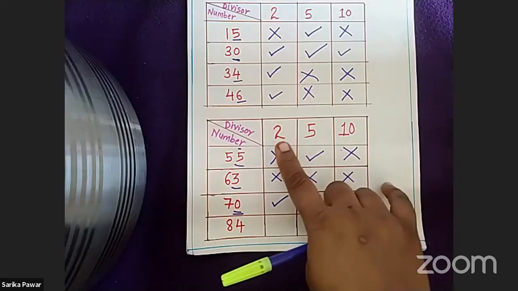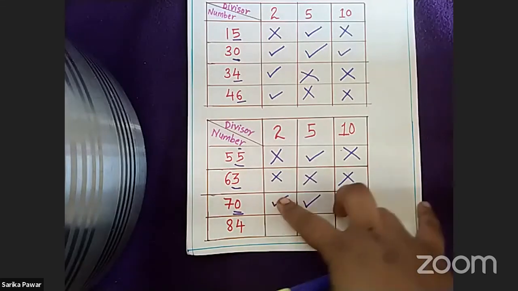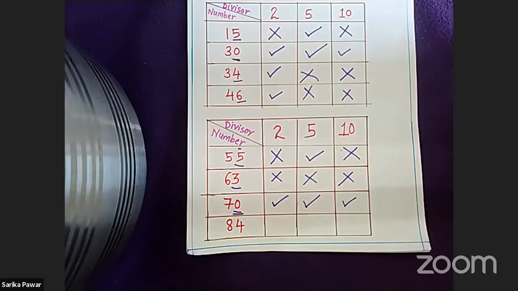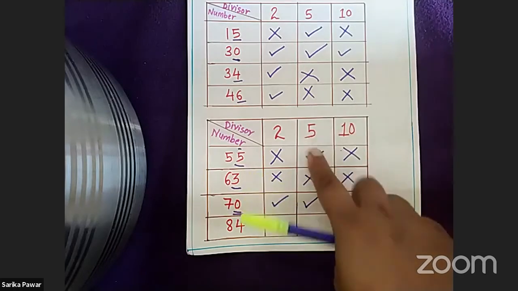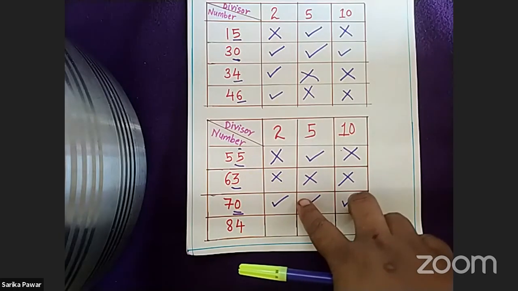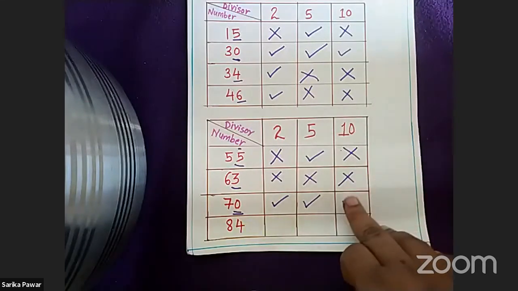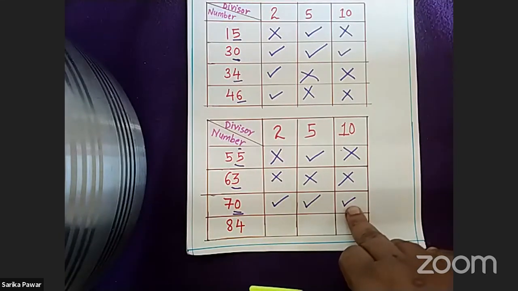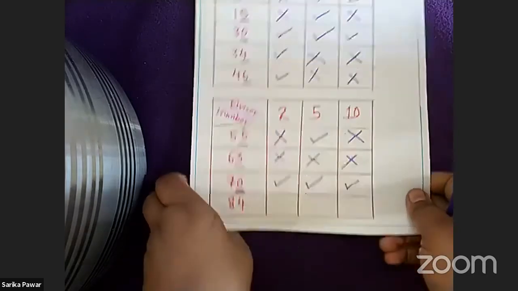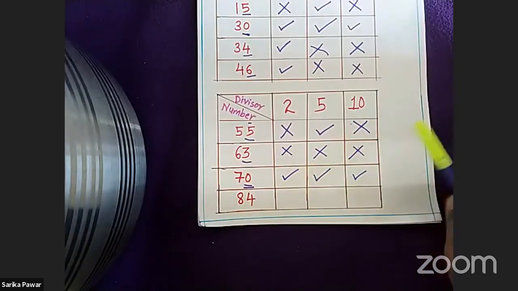Now, completely divisible by 2, so the correct sign, right? 70 is completely divisible by 5 also. So I put right over here. 70 is completely divisible by 10. So I put right over here. Very good. Now next number is 84.